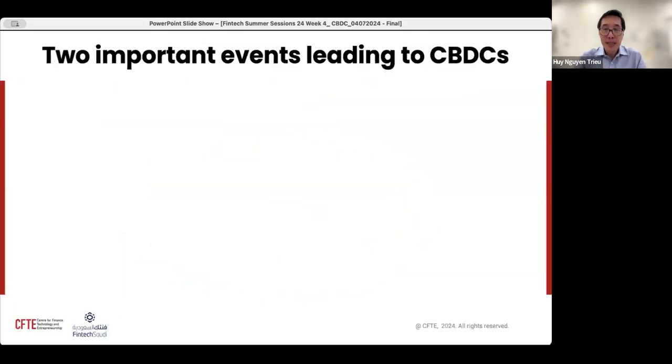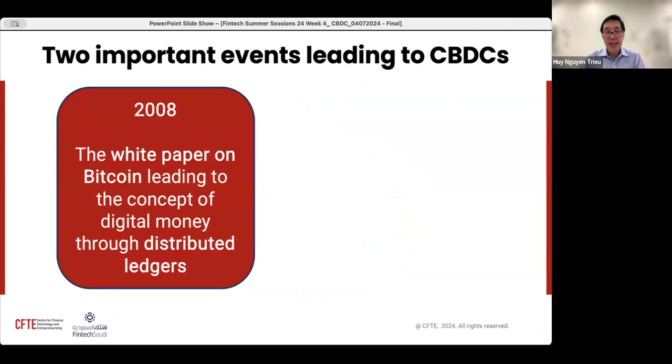So there were two very important events that led to CBDCs as we know them today. The first one, and a lot of you have mentioned it, was 2008 and the white paper on Bitcoin. And that led, of course, to Bitcoin, but that led to something much, much more fundamental, which is the concept of digital money through distributed ledgers. The idea that we could have digital money in a different way. So that was the first important event in 2008, and that was really a different way of thinking. How can we have money on the internet? And that's the technology. So some of you mentioned the technology. That's definitely the technology of distributed ledgers.